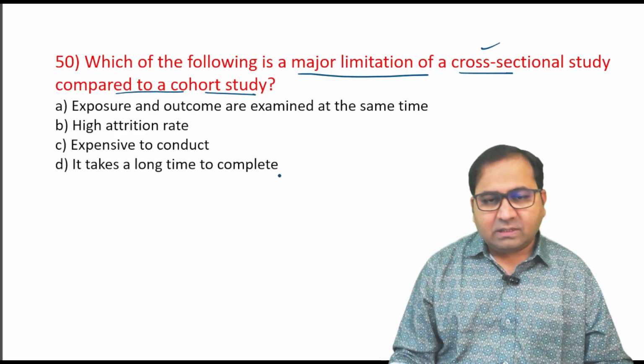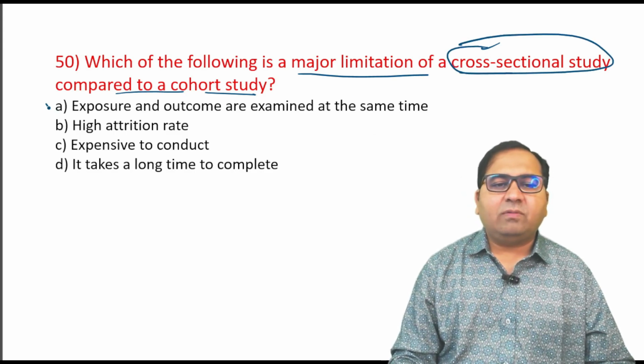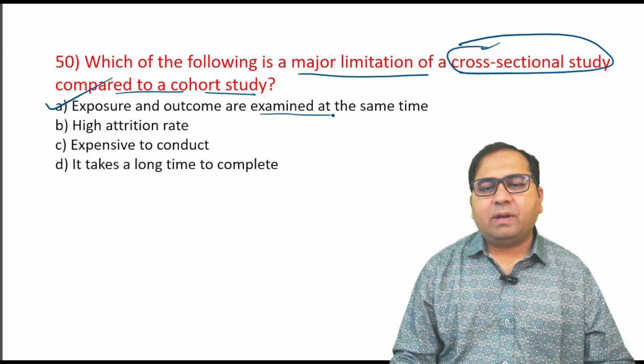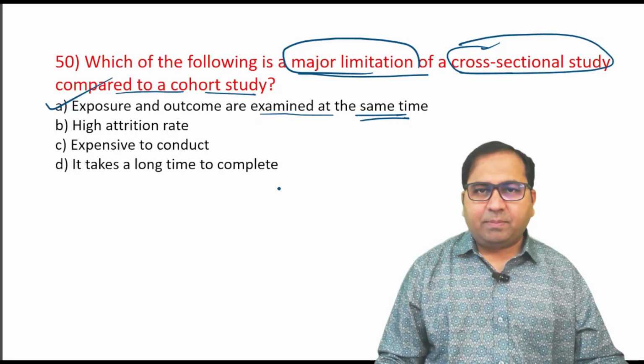We have seen the discussion previously regarding the cross-sectional study in detail. The answer for this question will be that exposure and outcome are examined at the same time is the major limitation of a cross-sectional study. So with this, we complete chapter number 5.